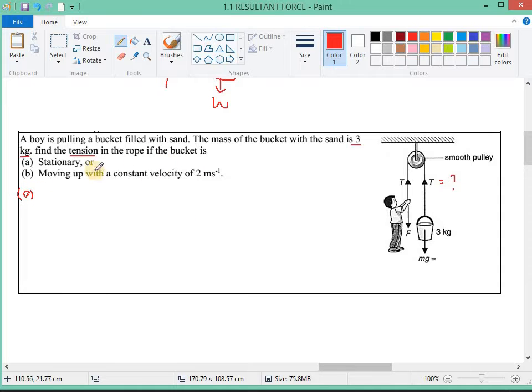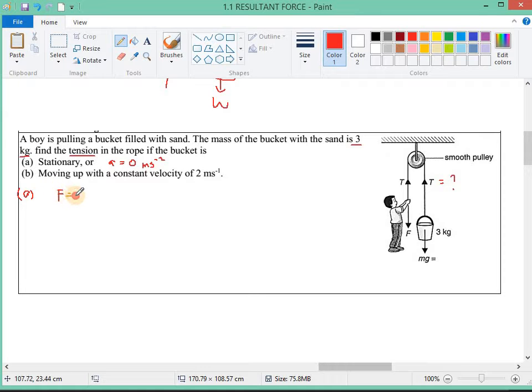acceleration. You see, it says that when the bucket is stationary, the acceleration is 0. If the acceleration is 0, that means this tension must be equal to the weight. So you can straight away calculate the weight, and the tension will be equal to the weight. Or you can do like in the lift. So that means like this.